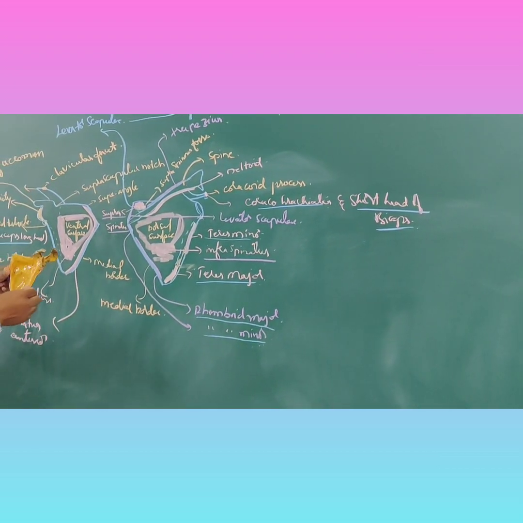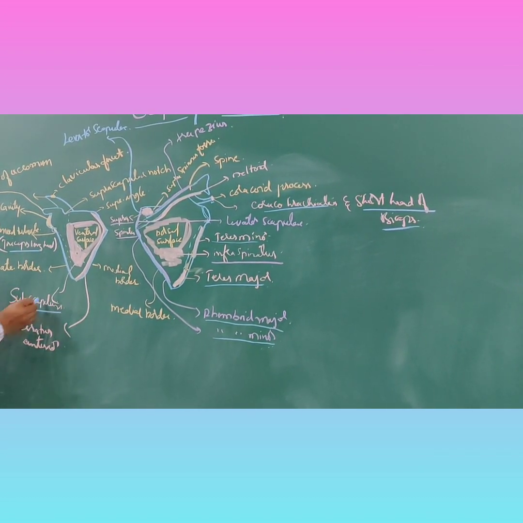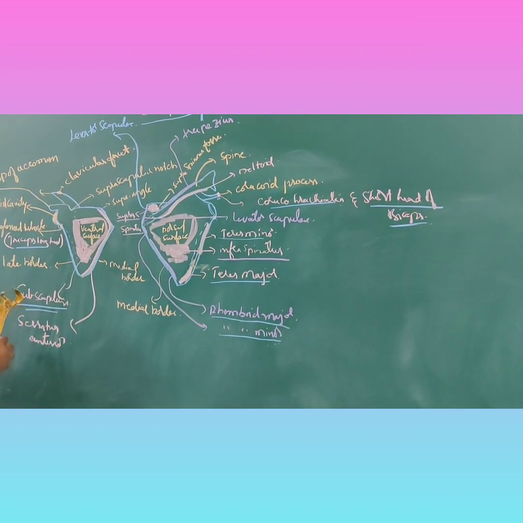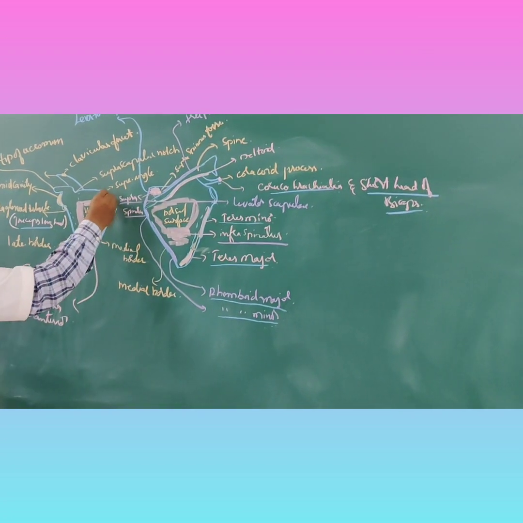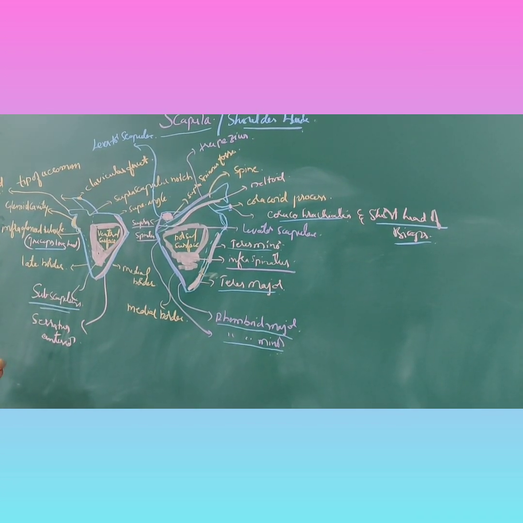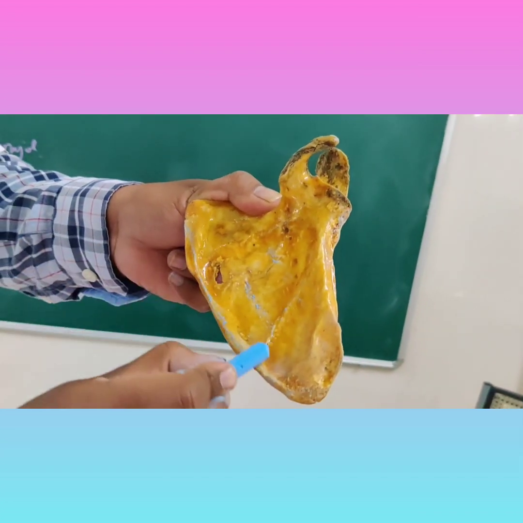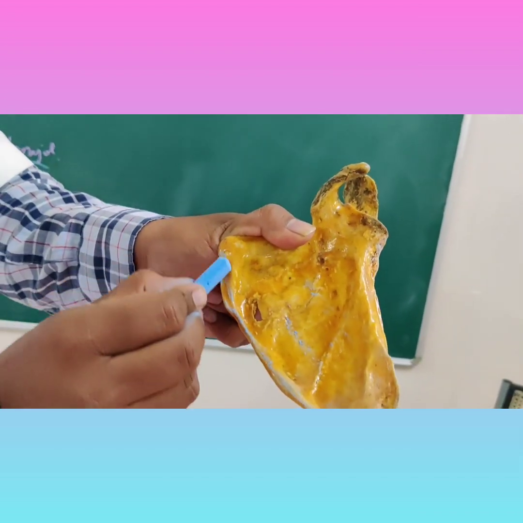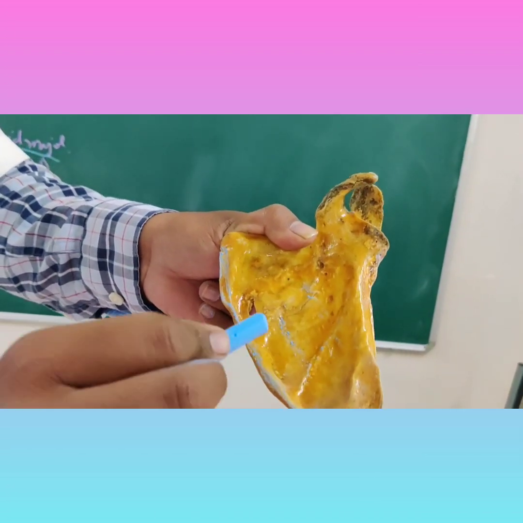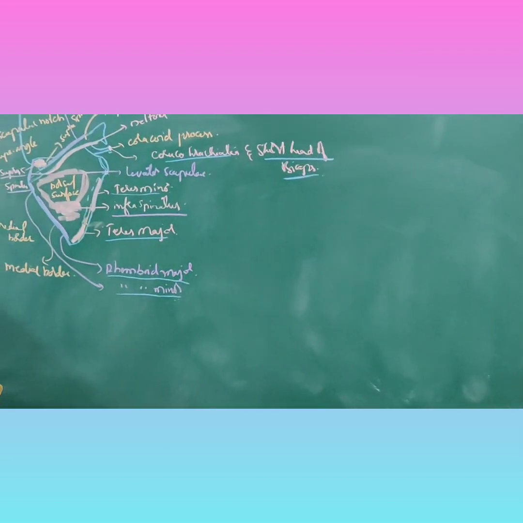Coming to the ventral surface, this is the ventral surface. This area gives origin to the subscapularis muscle, the multipennate subscapularis muscle. Then here we have the medial border. The medial border on the ventral aspect. This entire border on the ventral aspect gives attachment to the serratus anterior muscle. That you should remember. The serratus anterior muscle.